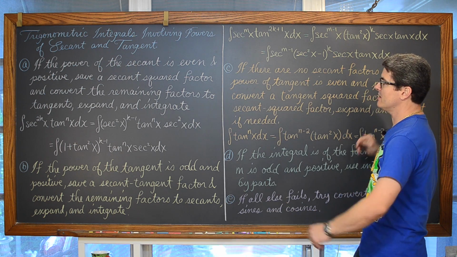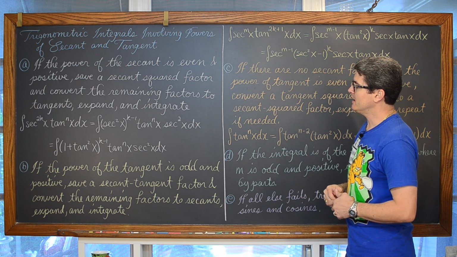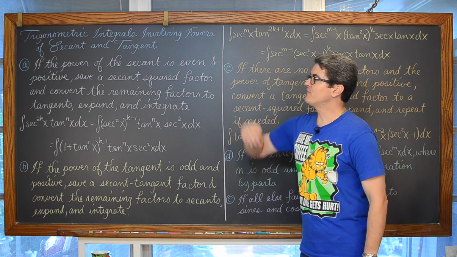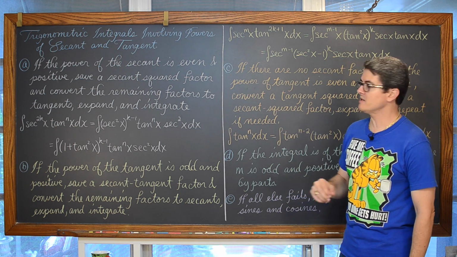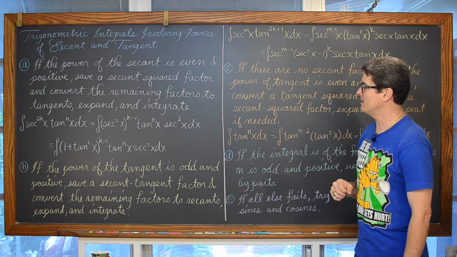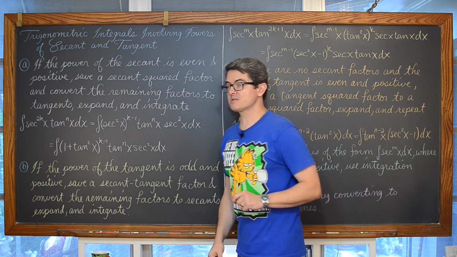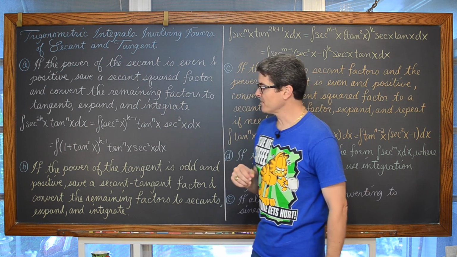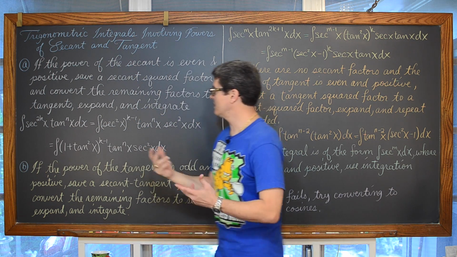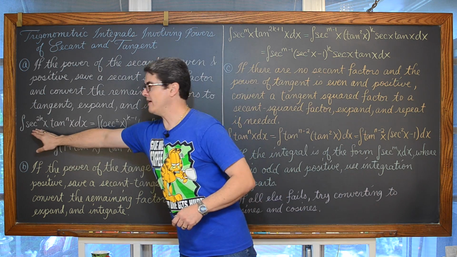Here we have the guidelines for doing these trigonometric integrals, which you will probably find in your textbook. And we're going to try and make sense of these and then work through and clarify what's going on with our 5 examples. If the power of the secant is even and positive, save a secant squared factor and convert the remaining factors to tangents, expand, and integrate. So we have the secant raised to a 2k power of x and the tangent of x raised to an n power dx. Here we have this exponent of 2k. Anytime you take a number and you double it, of course you get an even answer. So we're looking at that even power on our factor, which is secant.